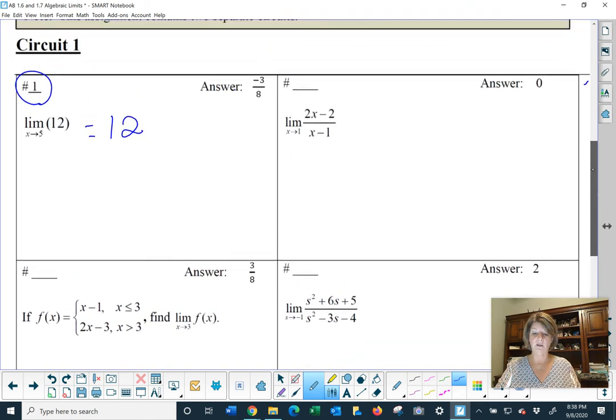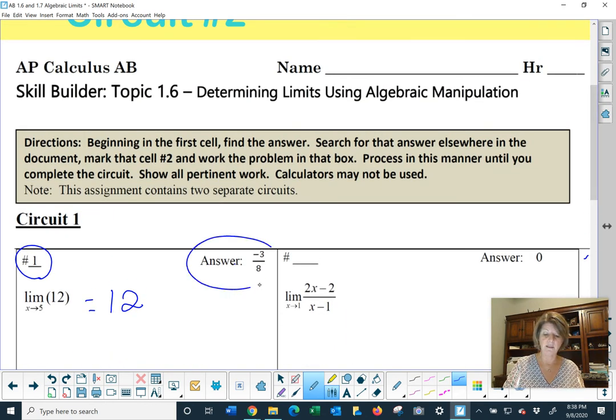When you get down to your last problem, the answer should be negative 3/8 if you've done your circuit correctly, bringing you full circuit back to the beginning.